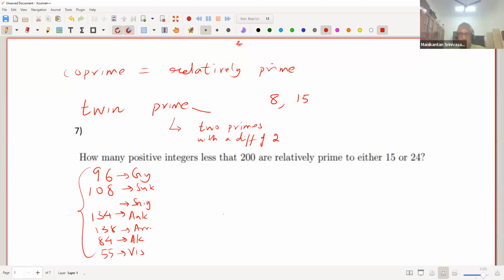So I had a question. How can they have more than 100 numbers, because half of them will be divisible by 2, and 24 also has 2 as a factor. So how did you get that as an answer?